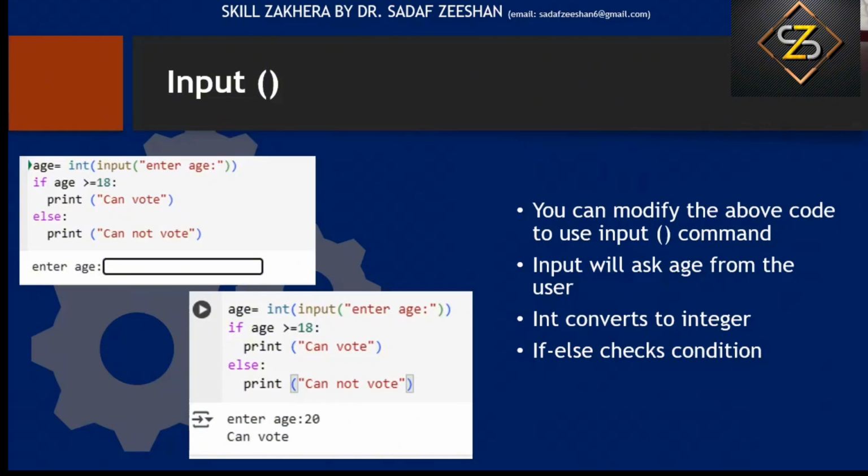So you can modify the above code to use the input command. Input will ask the age from the user. Every time you use an input command, it will ask you to enter a value. Here an integer is used, but in other cases, you can also replace this with a float, and then the entire code will be run based on the conditions that you've entered.